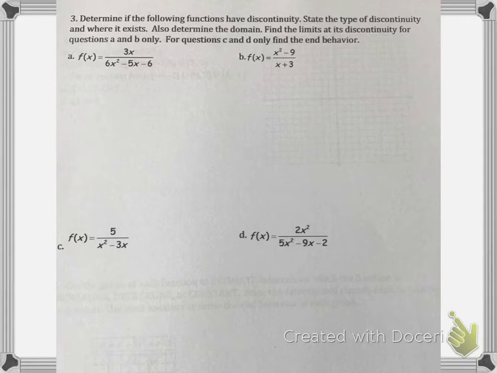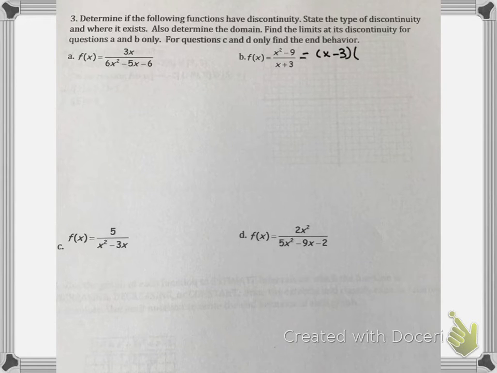Question number 3b, we have to state the discontinuity if they have any, where it exists, and then the domain, and then we need to find the limits at each of those discontinuities. Okay, so let's first factor. You should always factor it first. That determines if you have a hole, which is a removable discontinuity.